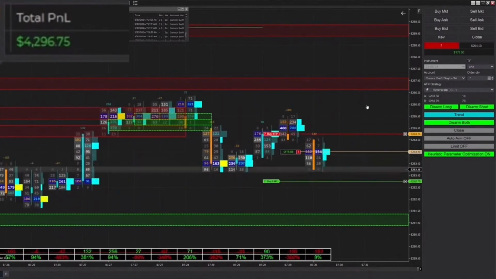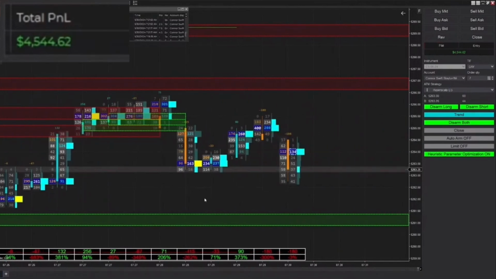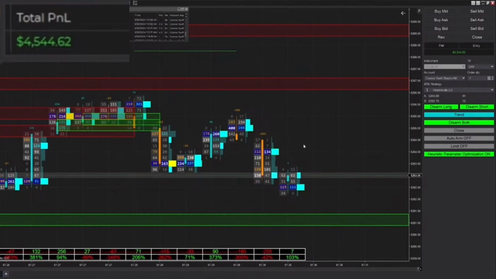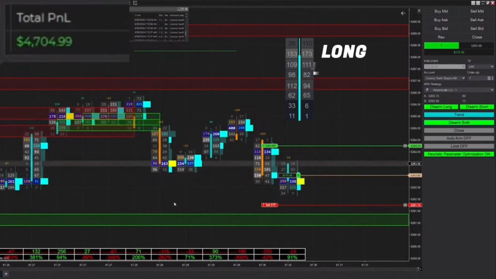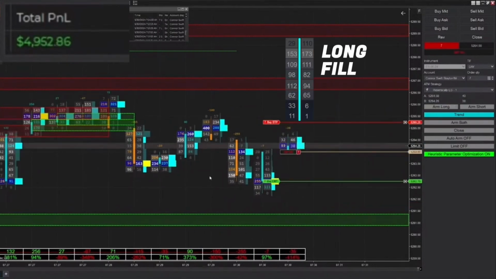Just got filled into another short position here. End up winning that one very, very quickly, up to $4,500.44. We're just keeping it in trend mode here. We're getting a lot of movement. We don't want to be in regression at this point. Just got filled into a long position here. We're watching delta, making sure it does remain correlated.